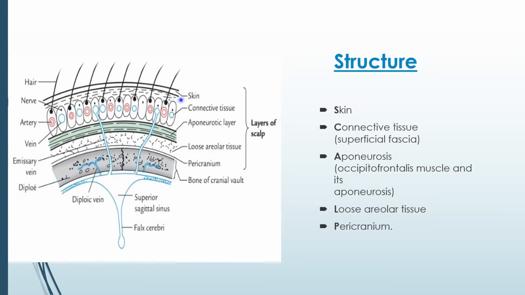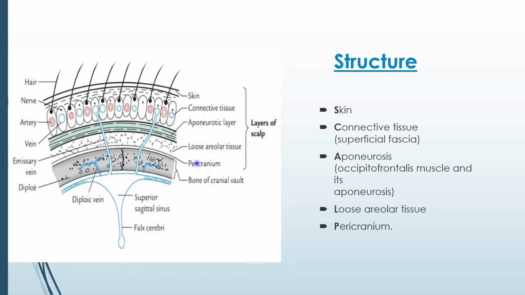and sebaceous glands. The second layer, the connective tissue, connects the skin to the aponeurotic layer, and it also provides a proper medium for passage of vessels and nerves to the skin. And these vessels are very tightly adhered to this layer, so if there is a cut or a tear, there is profuse bleeding. The third layer is the aponeurotic layer formed of the occipitofrontalis muscle. It is also called galea aponeurotica.